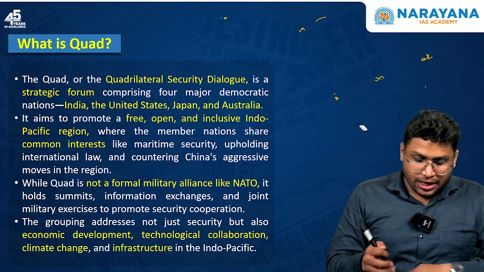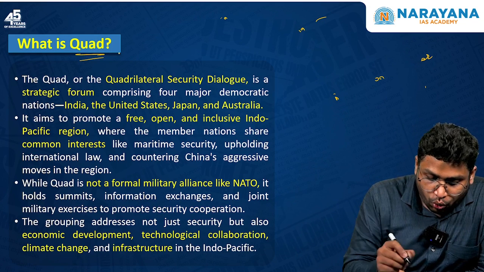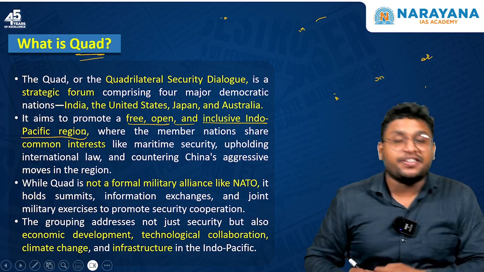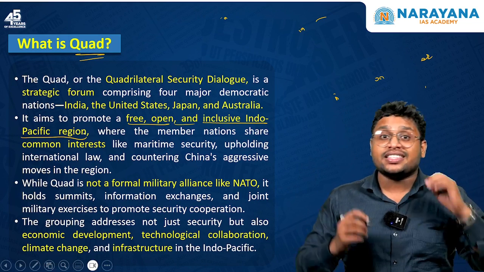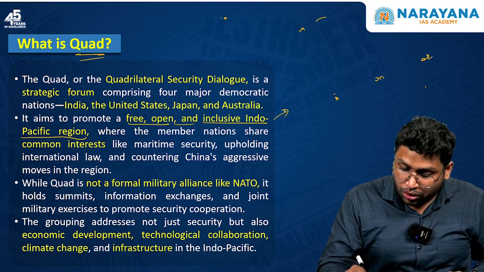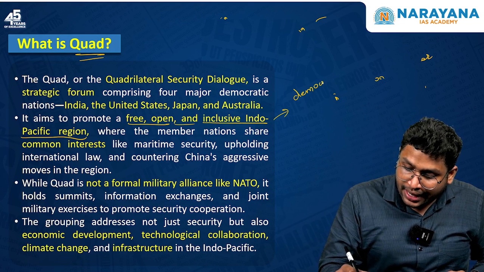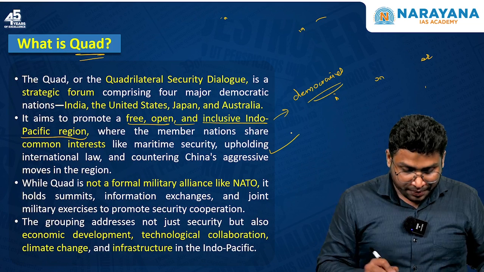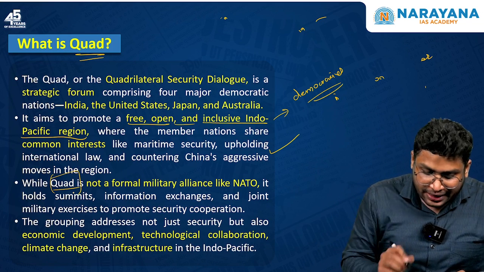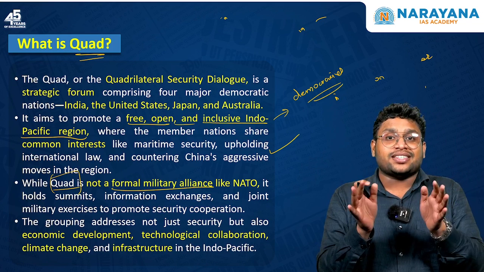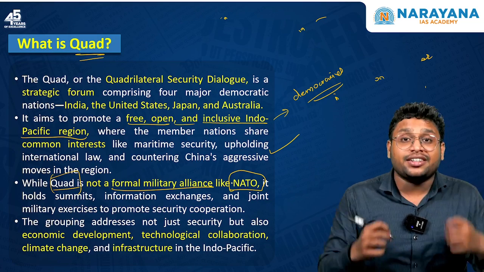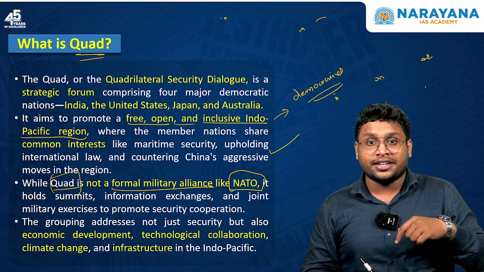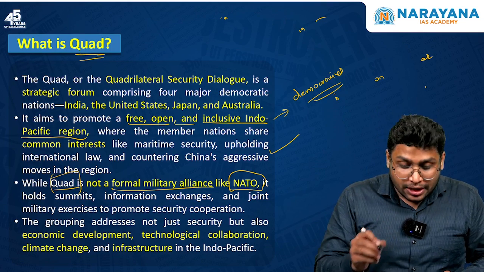So if you say the aim of this Quad is to promote a free, open and inclusive Indo-Pacific region, all these four countries have common interest. You see, all of these countries are democracies and they want that United Nations orders should be maintained. Now, if you look at Quad specifically, it is not a formal military alliance as such. Just like NATO, NATO is a military alliance. If anyone attacks NATO, all the countries will come together and attack that country. This is not the case with Quad.